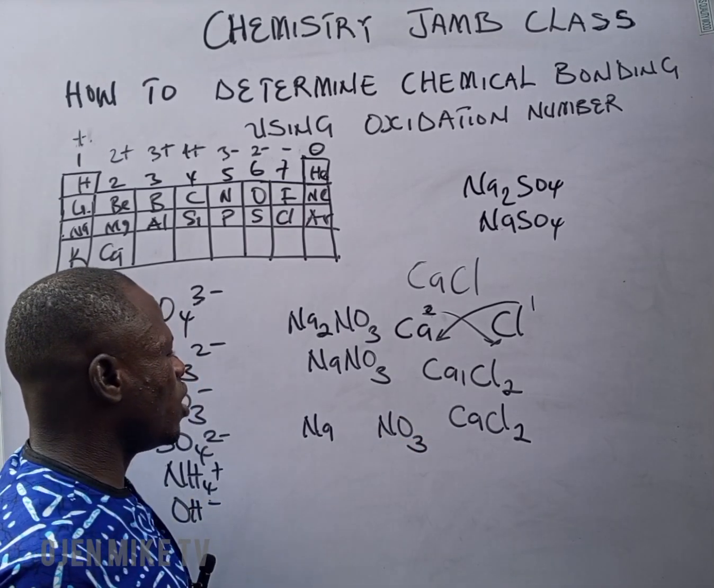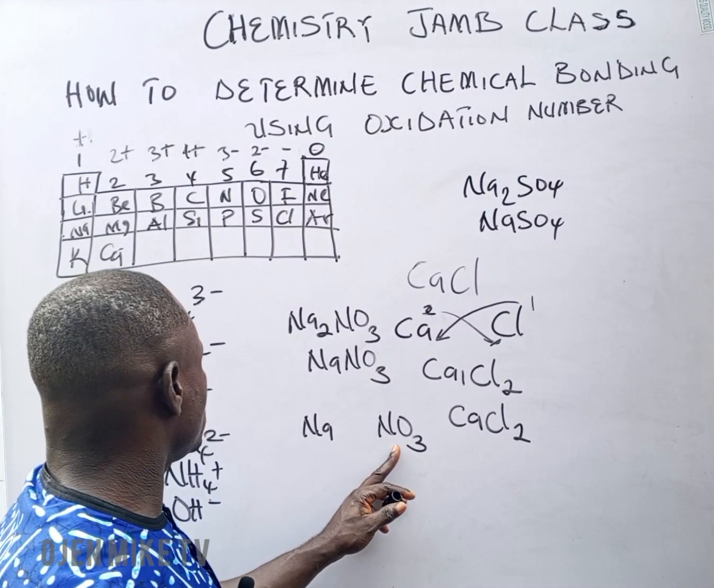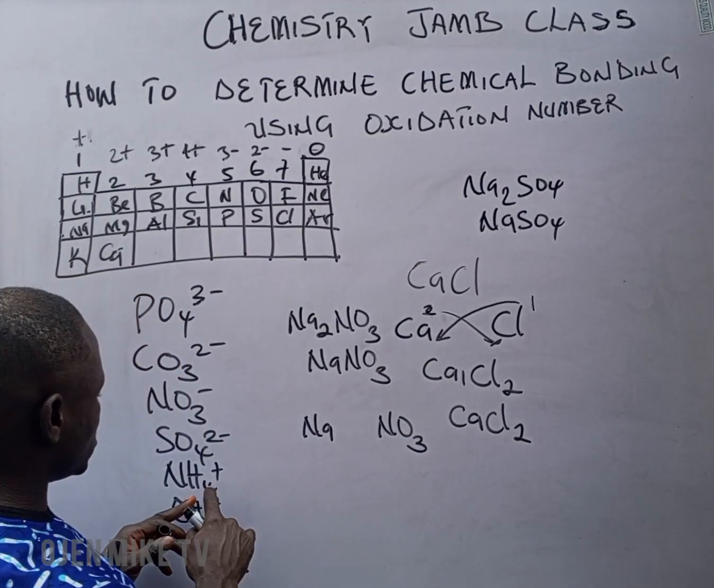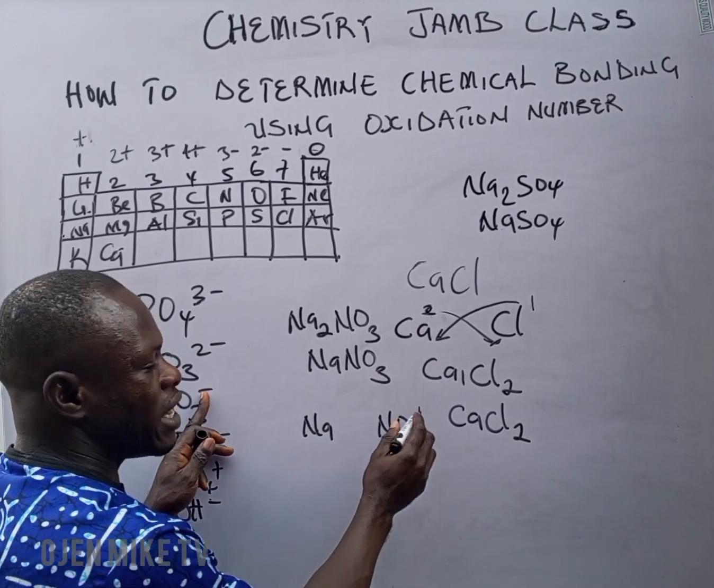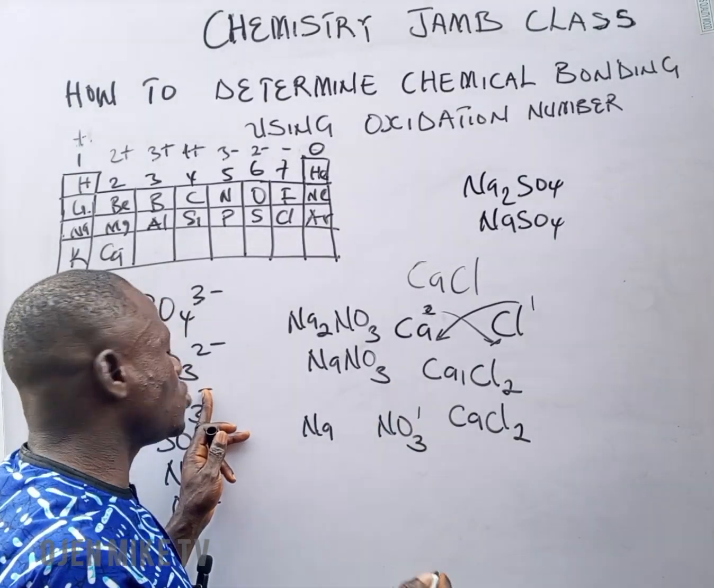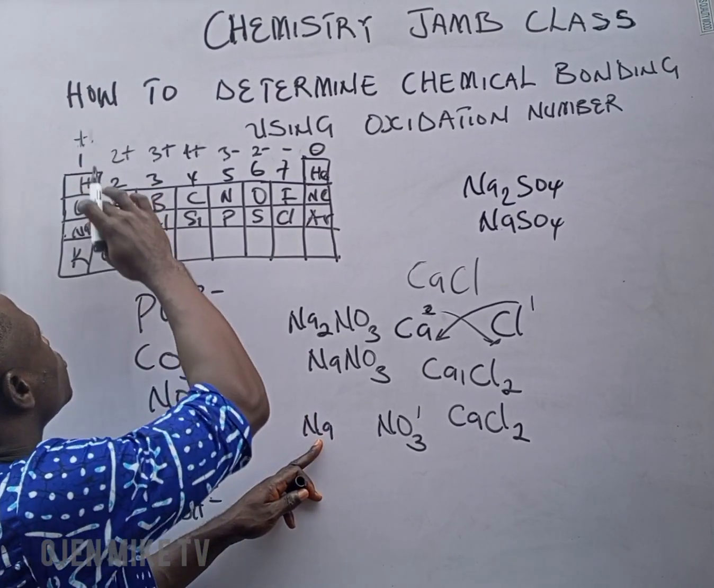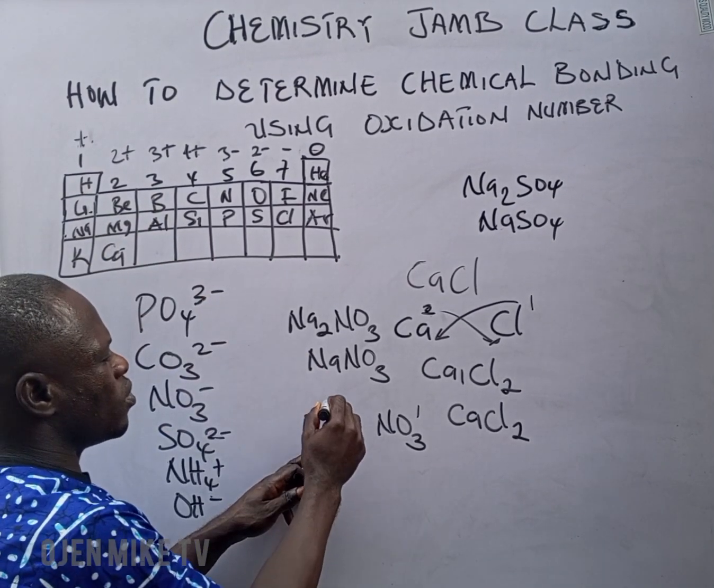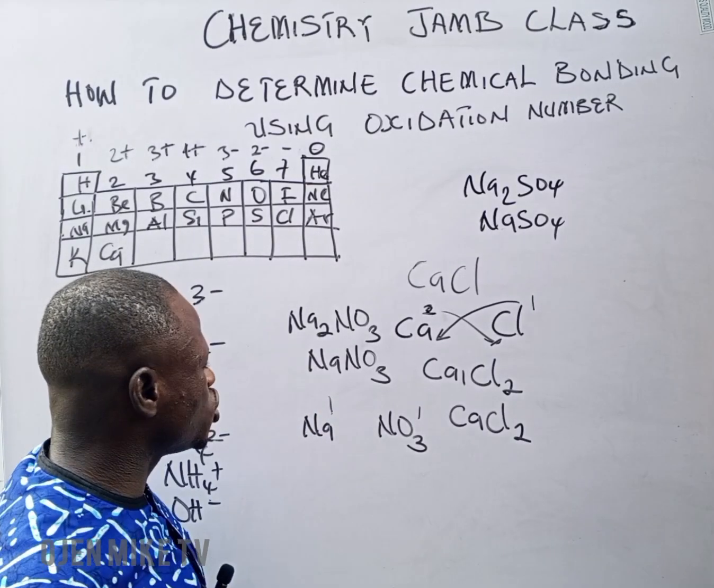NO3. Now I told you that NO3 exists as a radical and has oxidation number. Look at it here. Has oxidation number what? Minus 1. I just write it 1 because we say that the sign does not count. Na has oxidation number 1. It belongs to group 1 of the periodic table, so it has oxidation number 1. Do you get that? Now we have to exchange the radical.